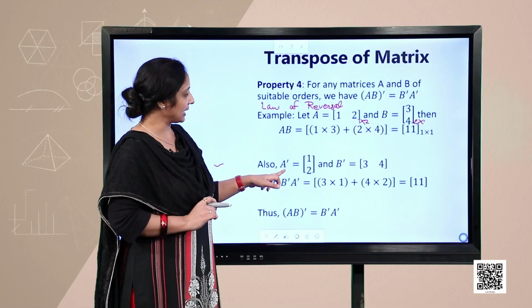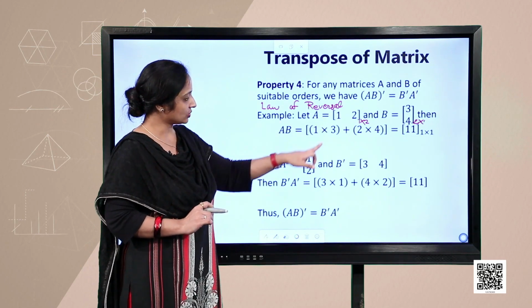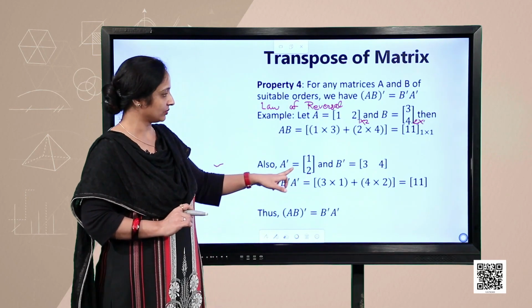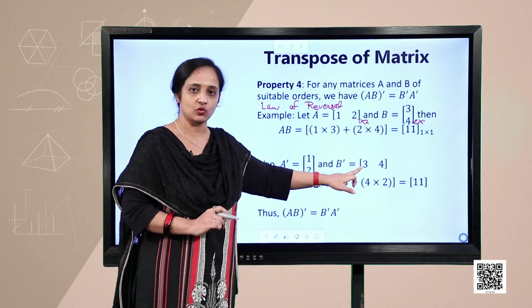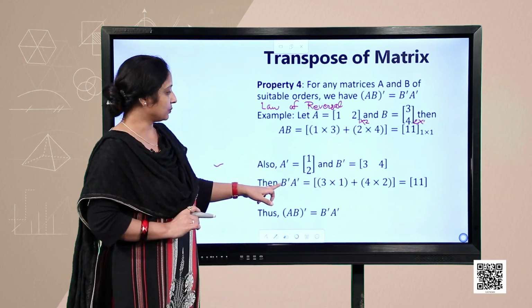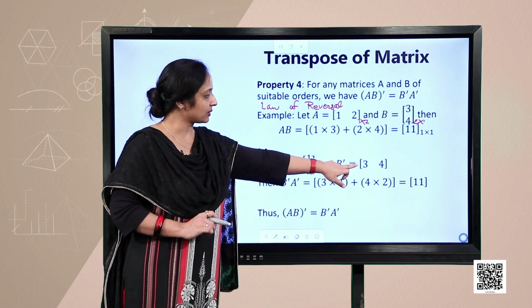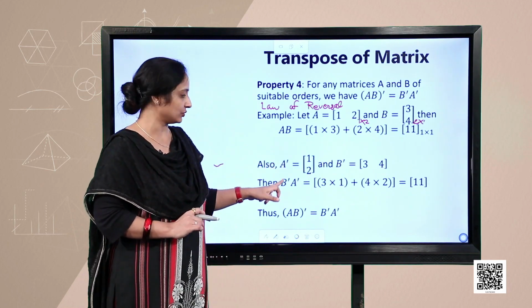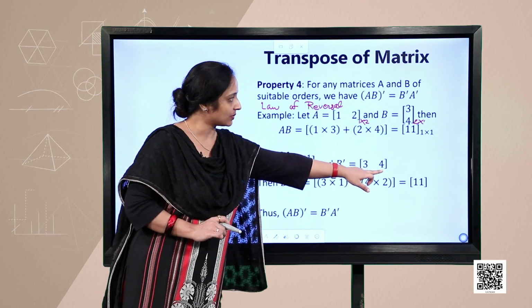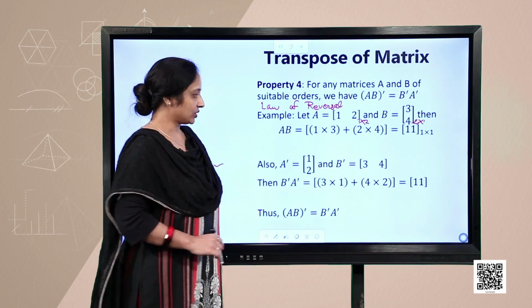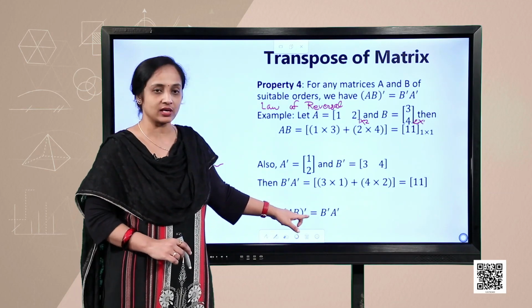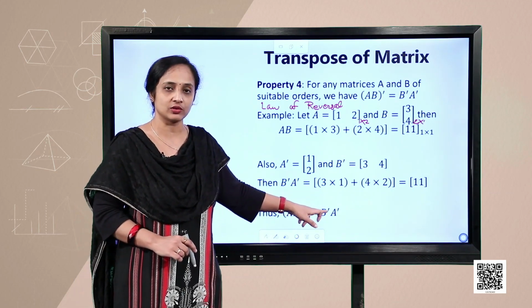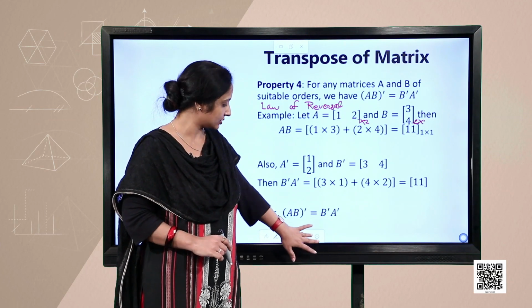After that, you take A transpose; 1 2 will become a column matrix now. Take B transpose; that column matrix B will become a row matrix now. Then B transpose A transpose, you multiply B transpose with A transpose. So, it is going to be the matrix 11 back, which is of order 1 by 1. So, you can prove that AB whole transpose is equal to B transpose multiplied by A transpose.